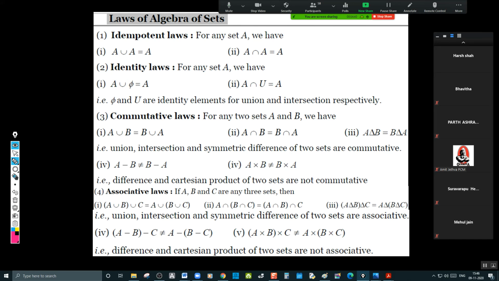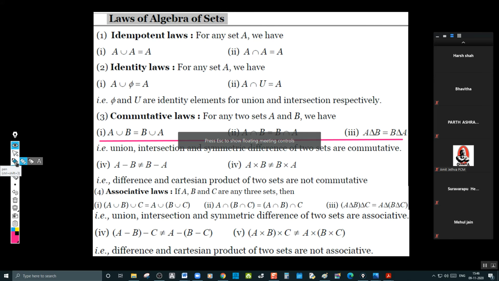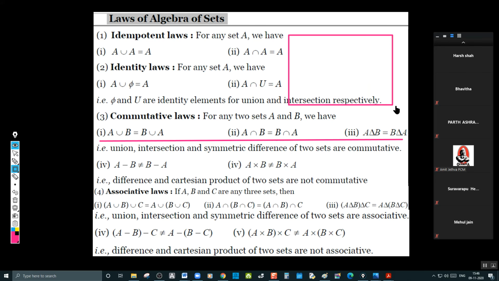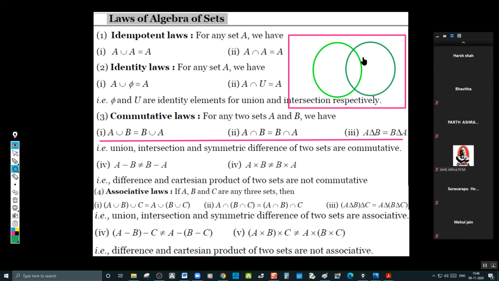Next is commutative law. Everyone knows A union B is equal to B union A. A intersection B is equal to B intersection A. A delta B is equal to B delta A. Who is telling me what is A delta B? The symmetrical difference between A and B. So what does it mean? A minus B union B minus A. Correct. That means we don't want the intersection here, only A, only B. That is nothing but symmetric difference. So whether you find A delta B or B delta A, that makes no difference. So this is also commutative. Commutative law means you can make left right and right left.